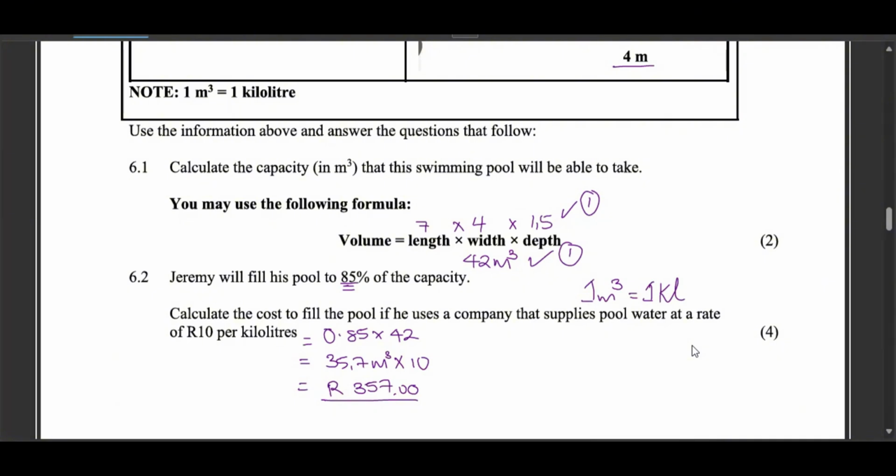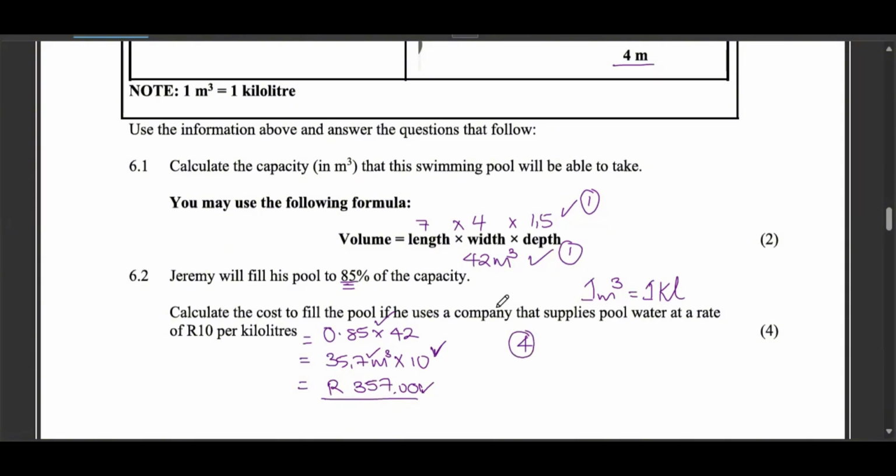How do you get the 4 marks? 1, you applied the logic there. You multiplied by 85%. You got the right answer, or if not, 1 mark for that. Then multiplying by 10. Okay. That is it. 4 marks.